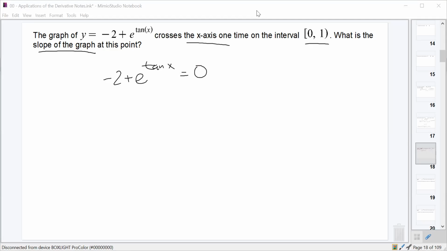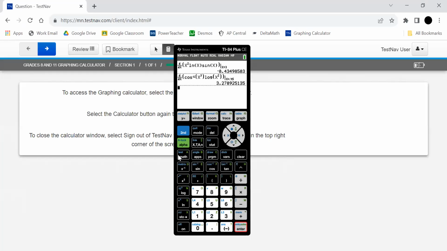And then we will go in to our graphing calculator. We're going to hit y equals to graph it. We'll type in the function -2 and make sure you use the negative sign, not the minus sign. If you get the minus sign instead of the negative, it's going to give you an error. So we're going to have -2 plus e to the x is second natural log, and we'll just put tangent x up there. And to look at the graph, we just hit the graph button. And we can see this is what we get. And we're looking for the x-intercept between 0 and 1.